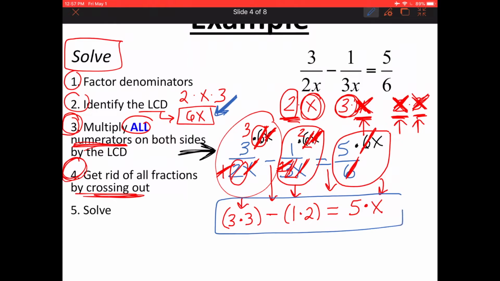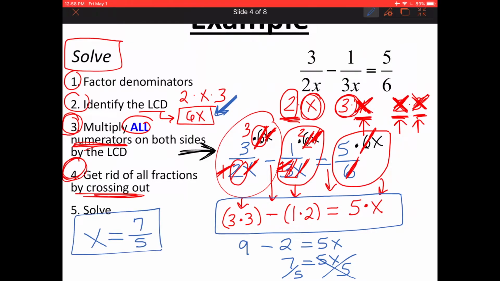Okay, guys, this is something going back to middle school that you guys have seen before. So let's just simplify from there. 3 times 3 is 9. 1 times 2 is 2. 5x. So 9 minus 2 is 5x. 7 is 5x. To get the x alone, I divide both sides by 5. So my final answer, x equals 7 over 5. Okay? So that's it. We have 2 more of these, all right? But hopefully you're kind of getting the hang of it.